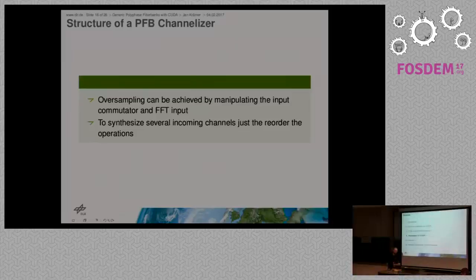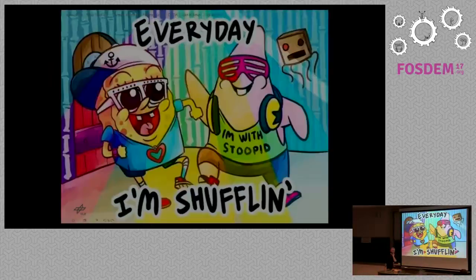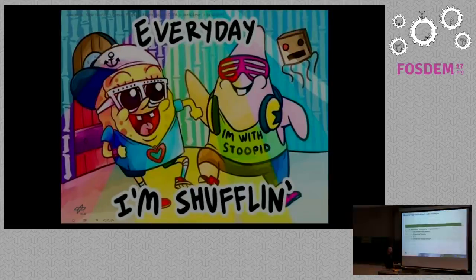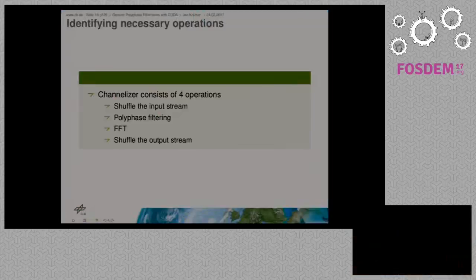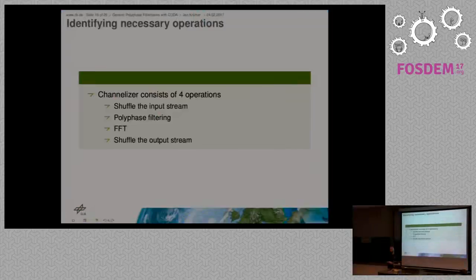So how you could translate it into CUDA. If you're familiar with how CUDA works and you want to do all this basically consecutive memory access, all you do is going to shuffle. So the channelizer, as we saw, consists of 4 operations. We have to shuffle the input stream from a serial stream to this parallel stream. We have to do the polyphase filtering. We have to do the FFT. And after the FFT, we have to parallel to serialize the signal again.